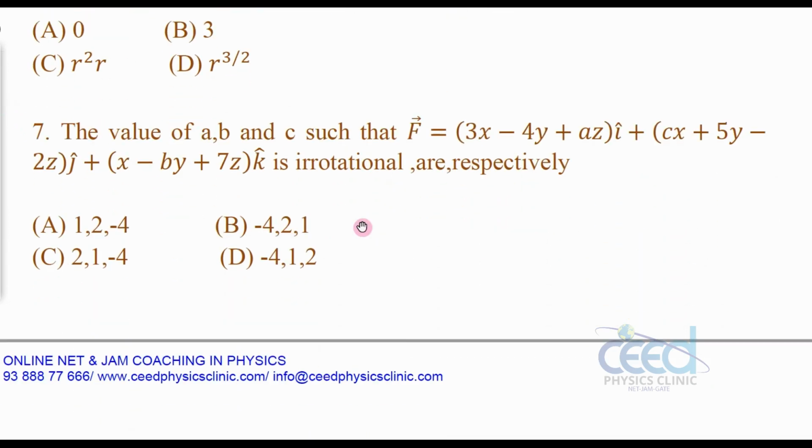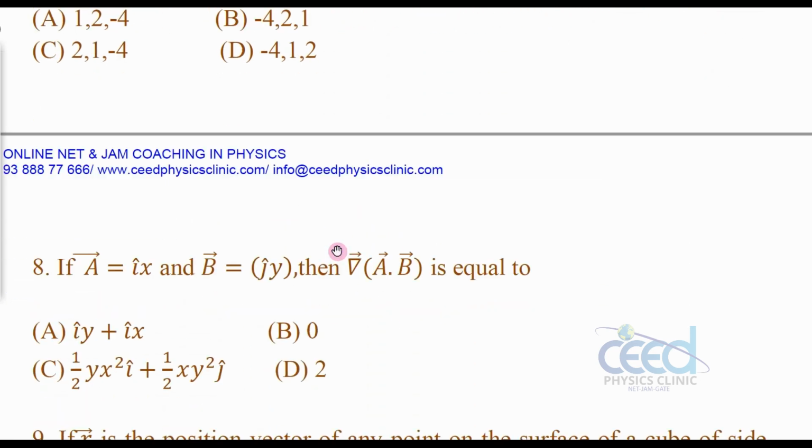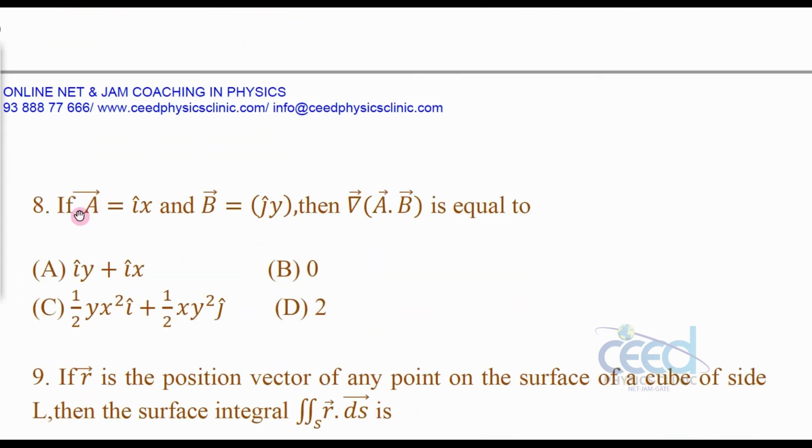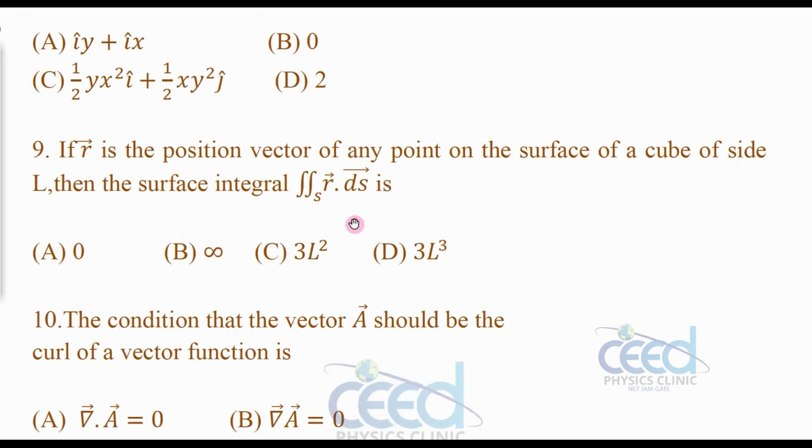Now you have another question here. The values of A, B, C are such that f is given. If it is irrotational, del cross f is equal to 0, then you can find out the values. I am not doing this, you can do it yourself. If A and B are given, then div of A cross B, you can find out A cross B and substitute in the del operator. That also you can do.